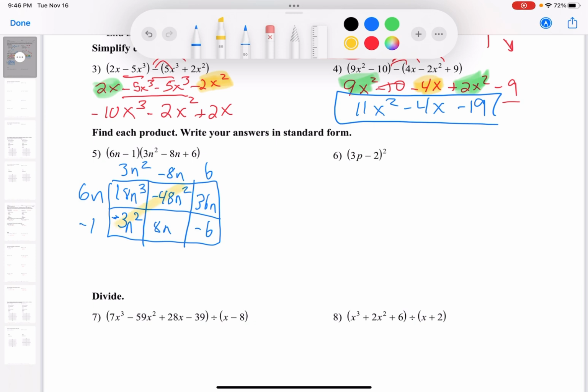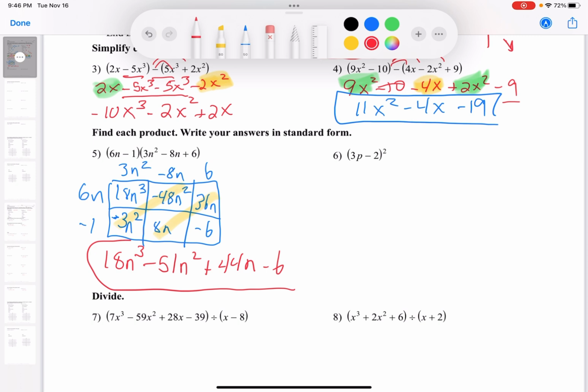Now we can kind of combine our like terms for our final solution. In standard form, 18n cubed minus 3 and minus 48 is minus 51n squared plus 44n minus 6. And again, make sure you put it in standard form. And we were pretty good with those.